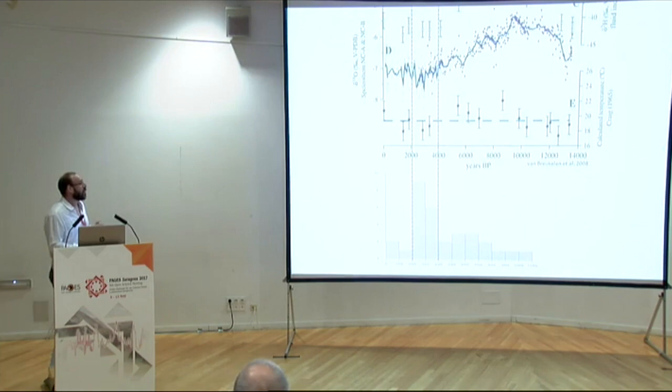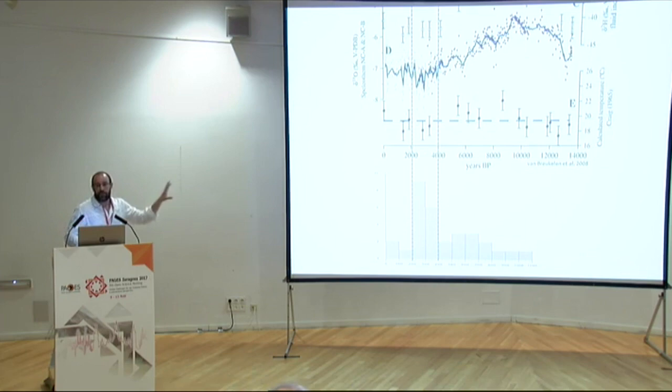So if we compare this record with a speleothem that has been taken in Peru, the closest speleothem I know to this area, we see that at 4,000 we have a change in the variability of precipitation. And this is basically the onset of the strengthening of the ENSO. So of course the climate is getting wetter and wetter, and maybe this can explain this increase we see here. But this peak seems to be related with the onset of the ENSO.